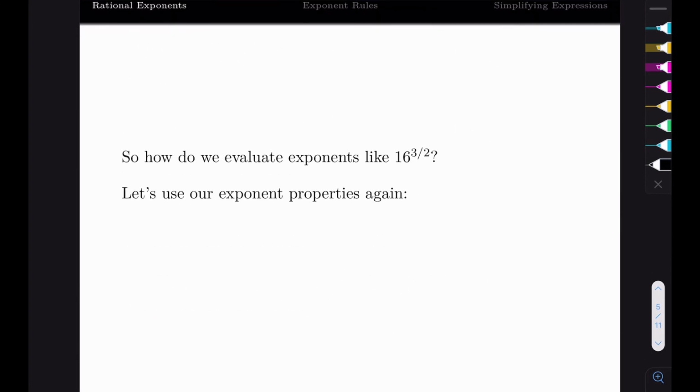Okay. So now we know how to deal with a fractional exponent like a half, a third, a fourth, anything of that nature. But what happens if we have 3/2 as an exponent? How do we work with this? So what we're going to actually do is look at our exponent properties. So we have 16 to the 3/2. The way I can rewrite this is 3/2 is 1/2 times 3. And then when you have multiplication of exponents, remember, we can write that as a power to a power. So I would go ahead and multiply the 3.